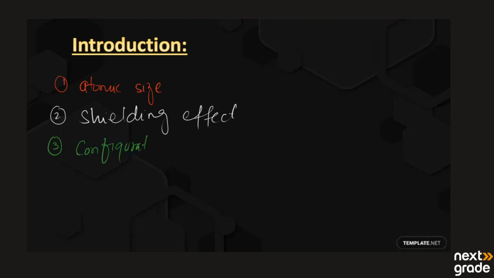The second factor that is going to affect it is the shielding effect, and the third factor is the electronic configuration. The fourth factor is nuclear charge. So these are the four factors that may cause the increase or the decrease of the ionization energy of an atom, of an element.